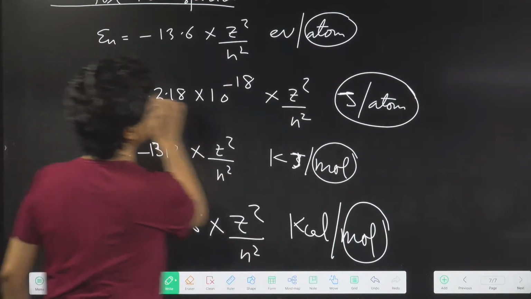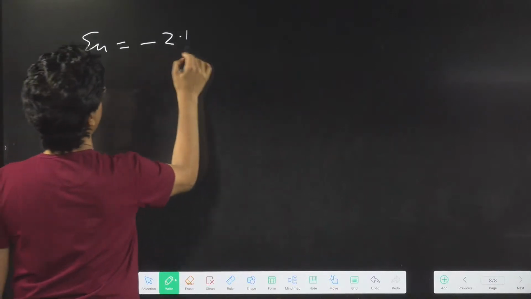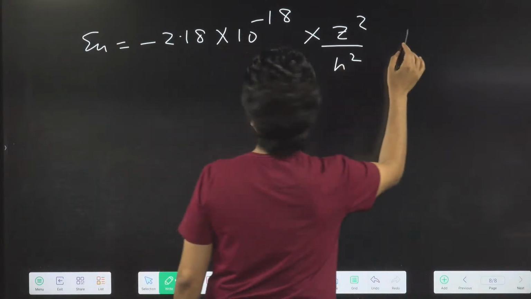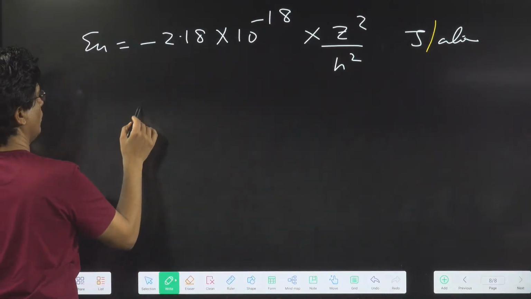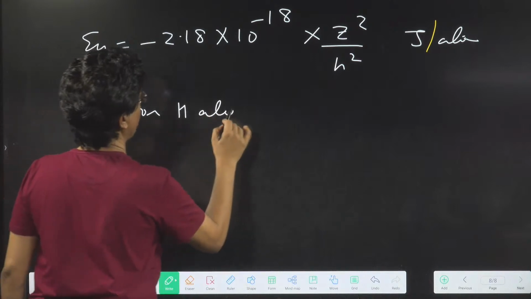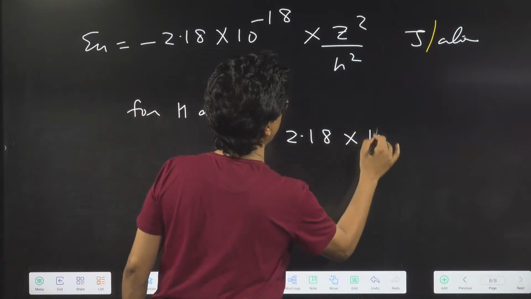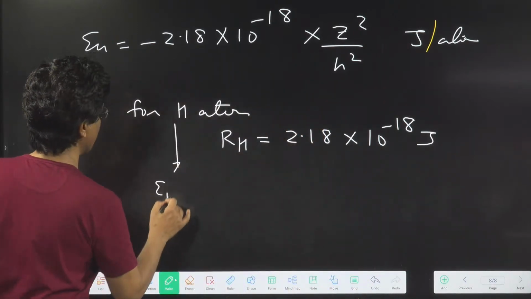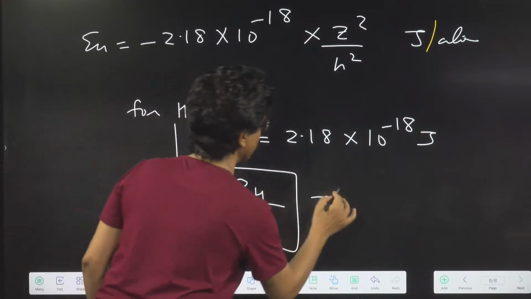Now I'll be focusing on this thing. See, En is given as minus of 2.18 times 10 to the power of minus 18 into Z square upon n square, and that is joule per atom. But you see that for the hydrogen atom, this RH value is given as 2.18 into 10 to the power of minus 18. This will be joule. So for the hydrogen atom, this formula will become minus of RH upon n square, and the energy will be joule per atom.